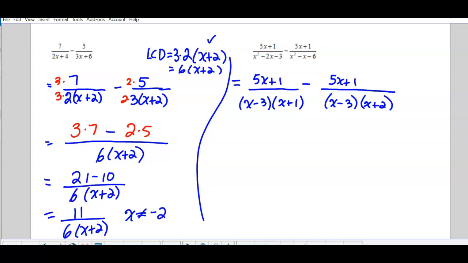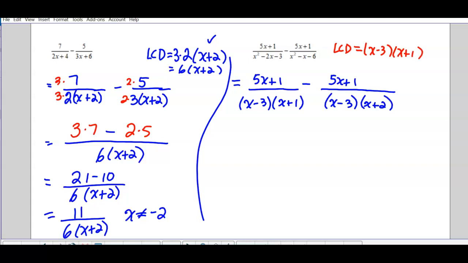When we try to find our lowest common denominator, none of these, the 5x plus 1s don't divide out in either of these. Okay, so we now find our lowest common denominator. So I just copy out one of them. x minus 3 times x plus 1. So I have to have that.